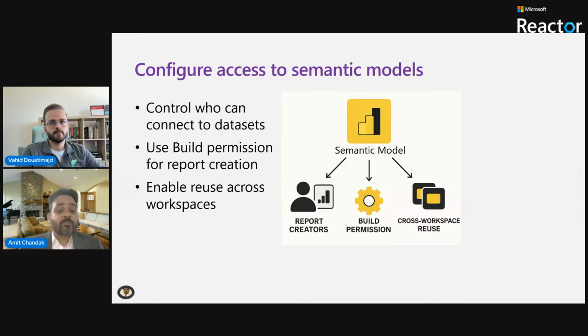But what we can do is give you the build permission. Once we give the build permission, even if you are a viewer, you will still be able to build new content. You will be able to create the report. Then we also want to use permission, which is cross-workspace reuse. Cross-workspace reuse allows the semantic model to be in workspace A, but I can still go ahead and build a report in workspace 2.